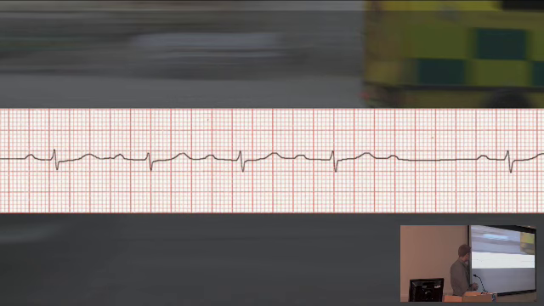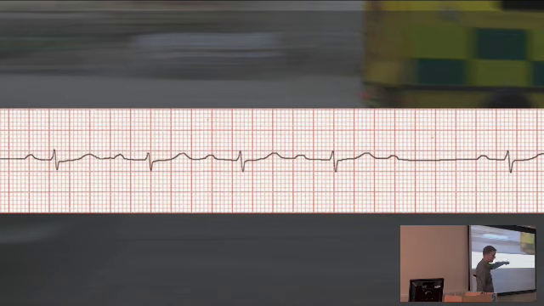So here are some rhythm strips that we can go through to look at. So what do you think about this one? Have a little think about that one to yourselves. And let's go through it. So let's go through those six questions. There's clearly some electrical activity, isn't there? What's the QRS rate? It's fairly slow, isn't it?